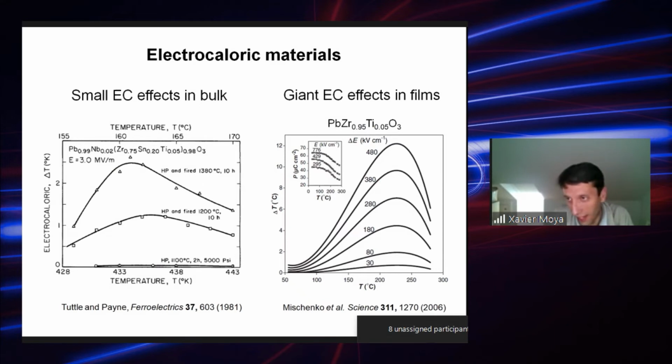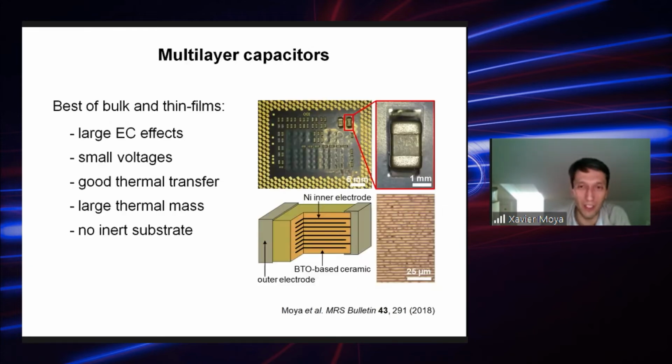Now the challenge then was that this film was 300 nanometer thick, and if you have something that is very thin, the thermal mass is very small, so it's very difficult to cool anything down, right? You cannot expect to cool down a can of Coke, let's say, using a 300 nanometer film, because the thermal mass is just too small.